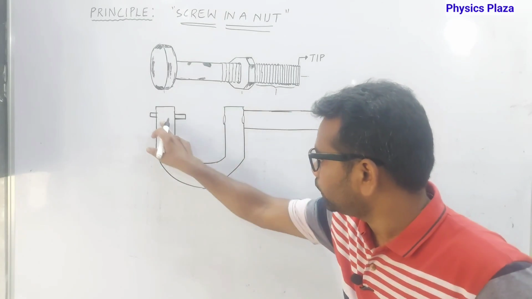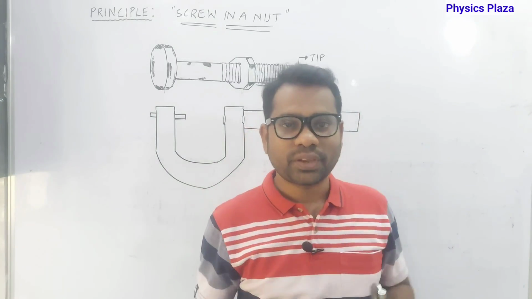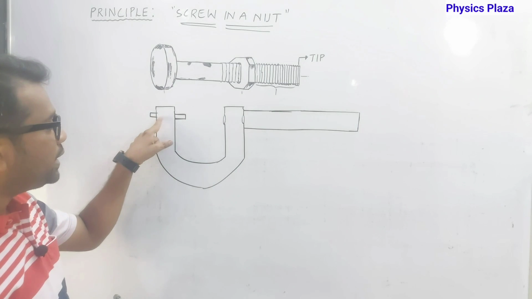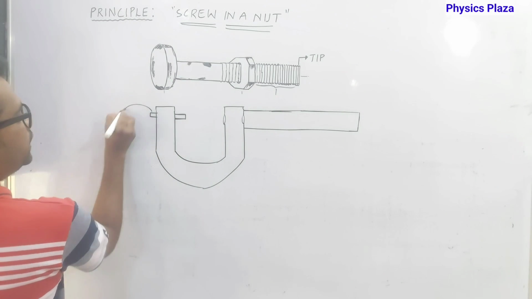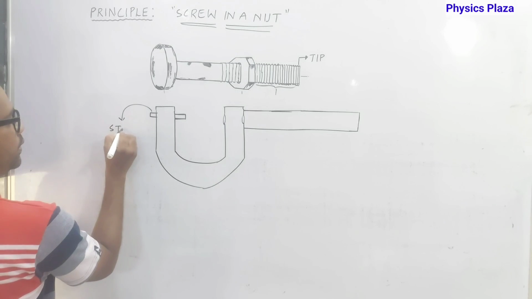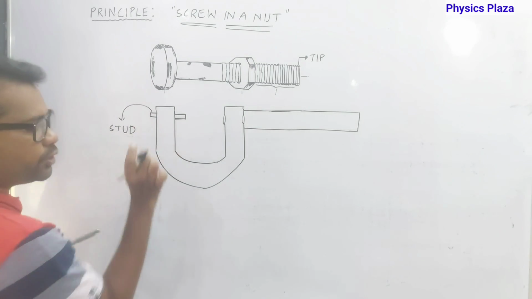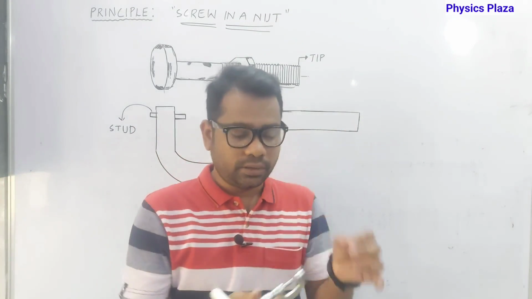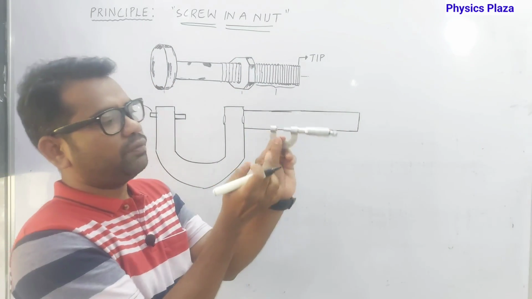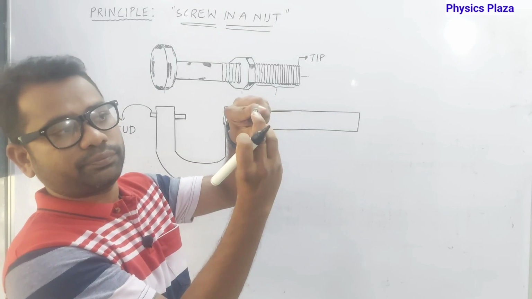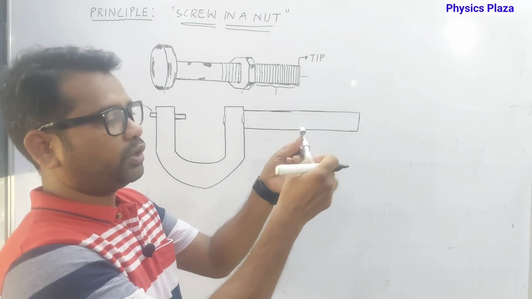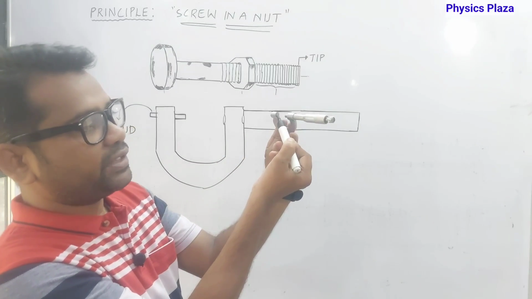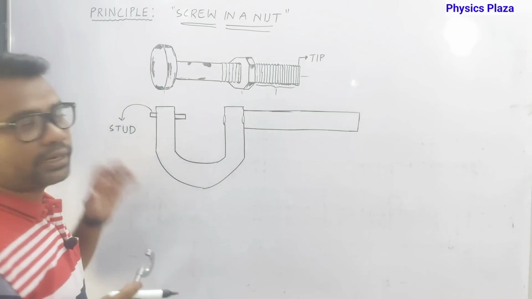So this is the U-shaped metallic frame. On the left side, a small metallic shaft is fixed. Some special names are given. This small shaft fixed on the left side of the U-shaped frame is called the stud. You can see the small one here. This we call a stud.